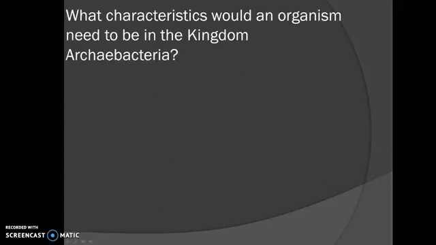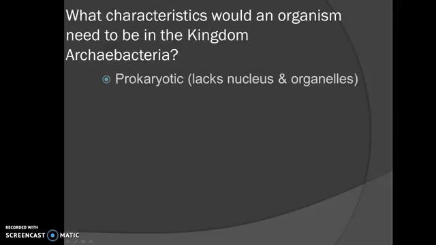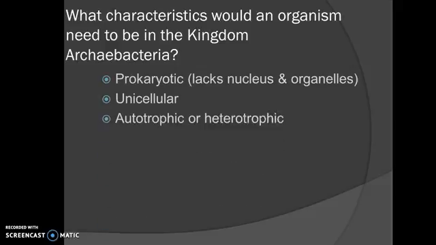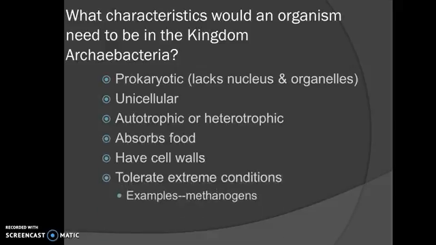All right, so here we go. What characteristics would an organism need to be in the kingdom Archaebacteria? They must be prokaryotic, which means they lack a nucleus and organelles. They are unicellular, one cell. They're autotrophic or they can be heterotrophic. They do absorb food and they do have cell walls. They also can tolerate very extreme conditions, and this is important.